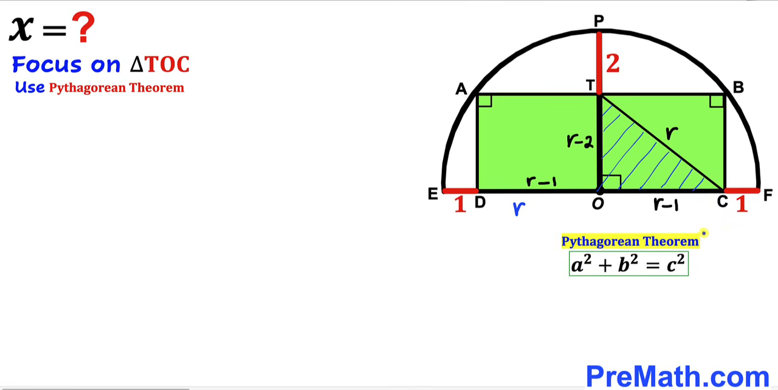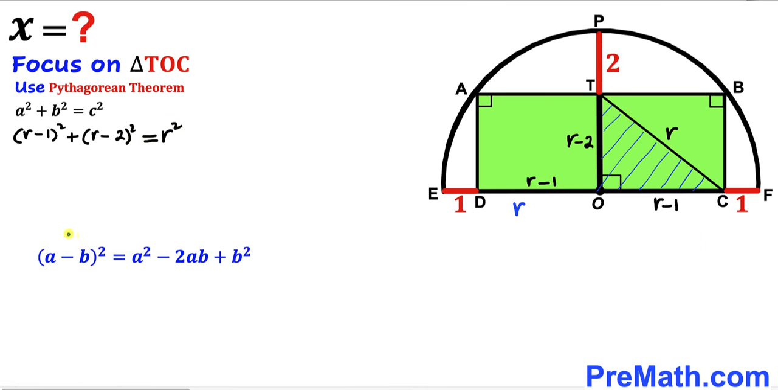And here's our Pythagorean theorem: a square plus b square equal to c square. In our case, our hypotenuse is lowercase r, whereas our two other legs are r minus 1 and r minus 2. Let's go ahead and fill in the blanks in this Pythagorean formula. So we get lowercase (r minus 1) square plus (r minus 2) square equal to r square.